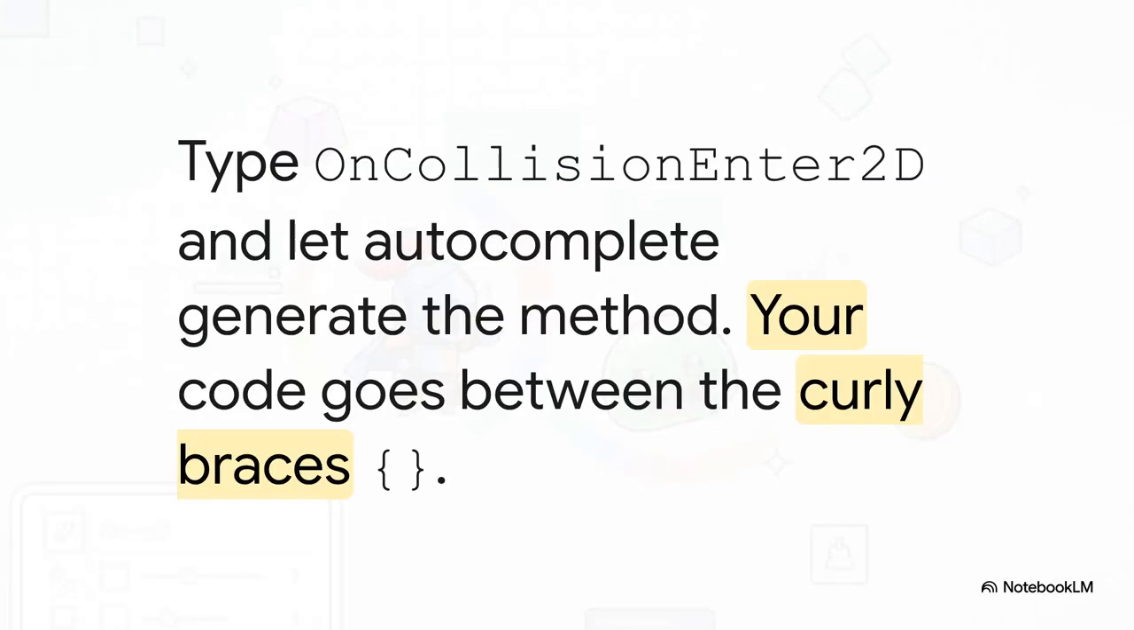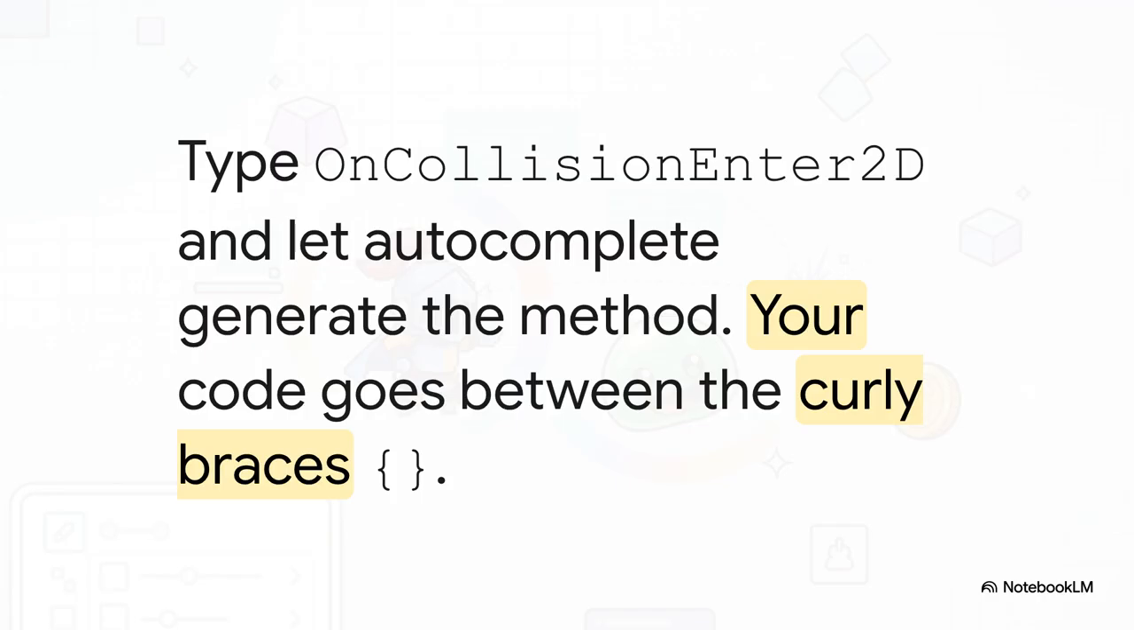So inside our nice, clean script, just start typing OnCollision, and you'll see your code editor's autocomplete immediately pop up with a bunch of suggestions. Now, it's super important you pick the right one. OnCollisionEnter2D. That 2D part is absolutely essential for 2D physics.